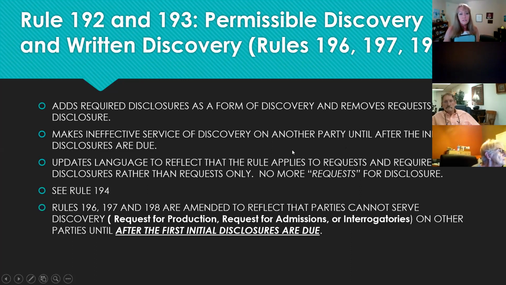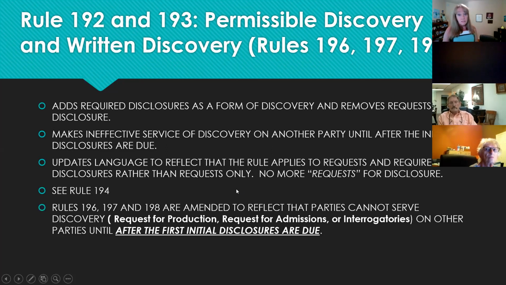So stepping back, how does this affect us as practitioners? We're going to have to revise our intake and our initial consultation with these clients to make sure that we get all the things that are required to be disclosed in order to comply with that rule. The consequence of not complying with the required disclosure rule is that you are not going to be able to use items at your trial if you have not disclosed them under Rule 194 within the correct amount of time.